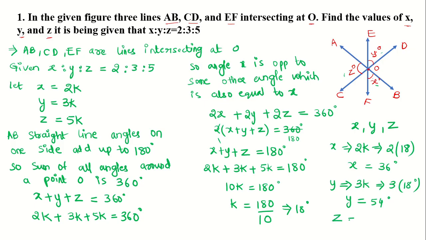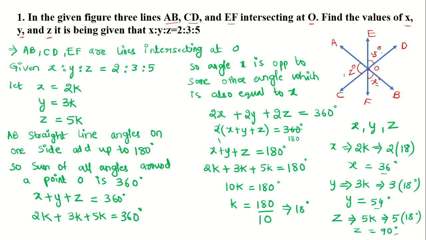At last, z, we have it as 5k. Now, 5 into k, which is 18 degrees. z equals 5 into 18 is 90 degrees, right? After solving with all these steps, we got the values as x is 36 degrees, y as 54 degrees and z as 90 degrees, right?